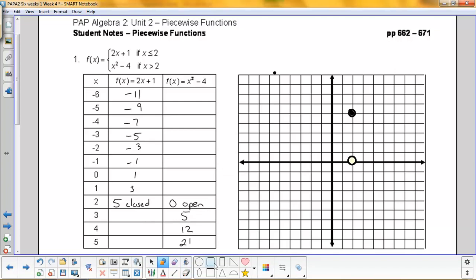Now, from this closed circle moving left, that is less than or equal to 2, we will draw the line 2x plus 1. Now remember, 2x plus 1 has a slope of 2 and a y-intercept of 1, which looks like this. From this point here, we will be using the curve, or the parabola, x squared minus 4.